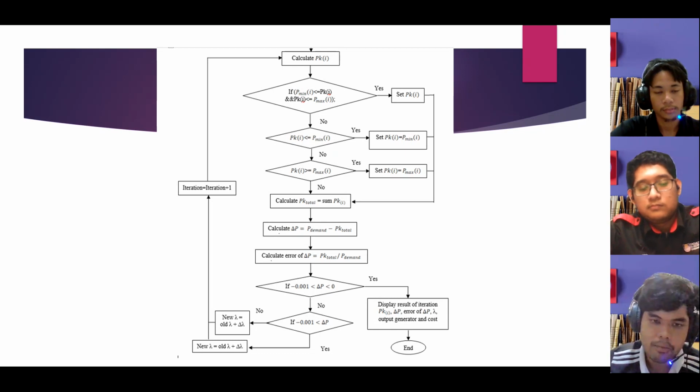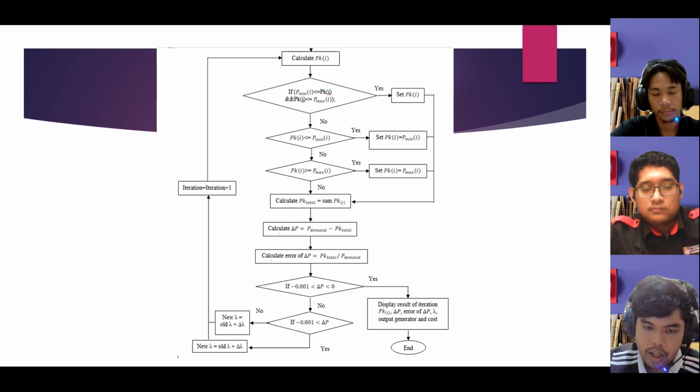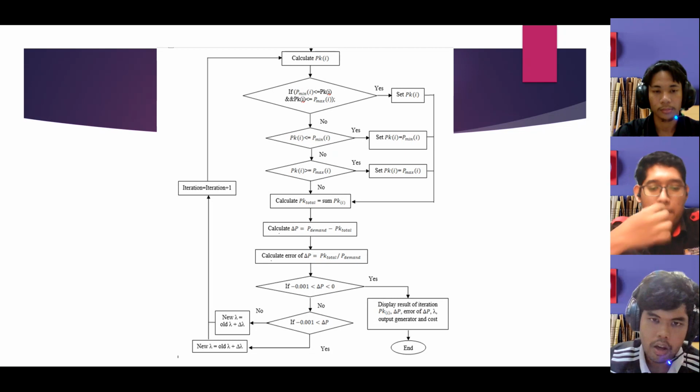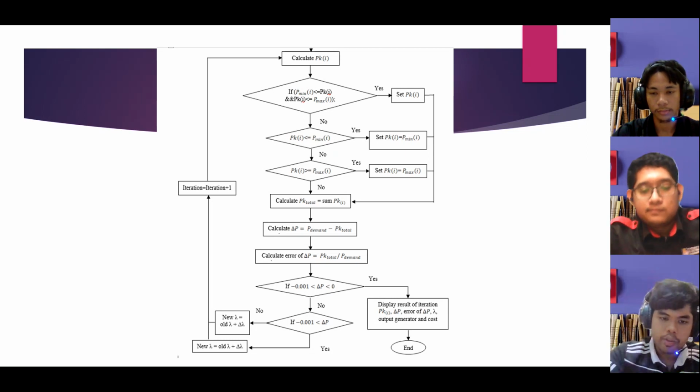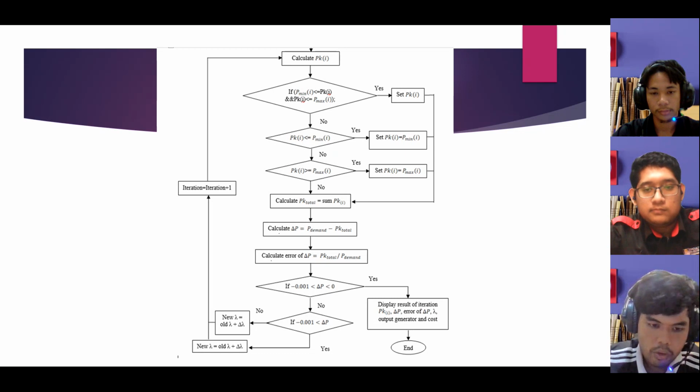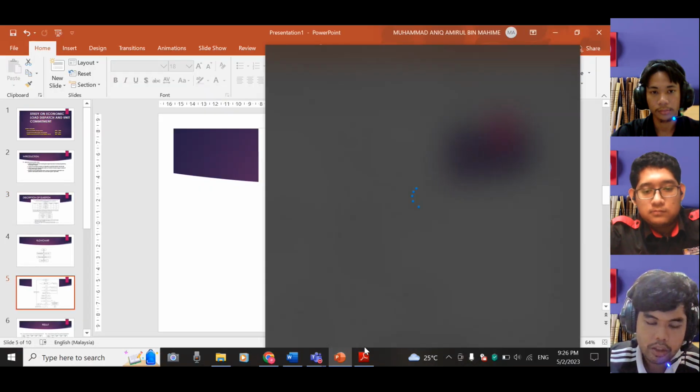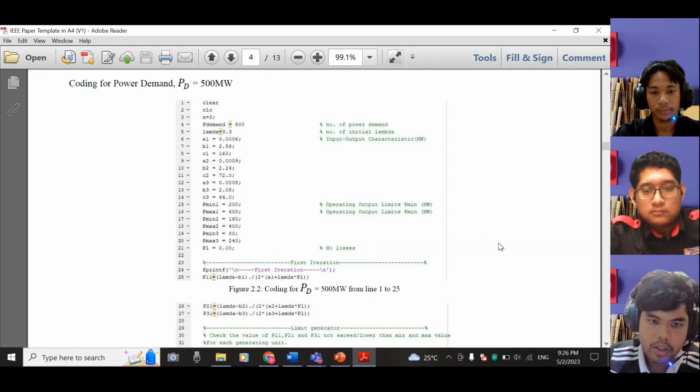It will repeat the same step after they get the final result of iteration of PK, delta P, error of delta P, lambda, output generator, and also the cost. Actually, the value of negative 0.001 is the tolerance, 0.001. So next, we're going to move to the coding for our project.